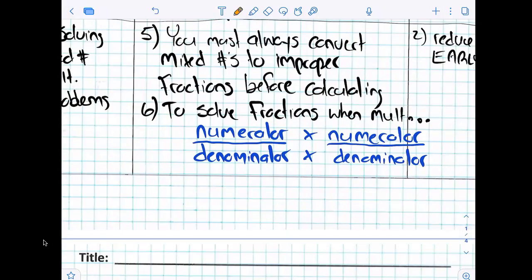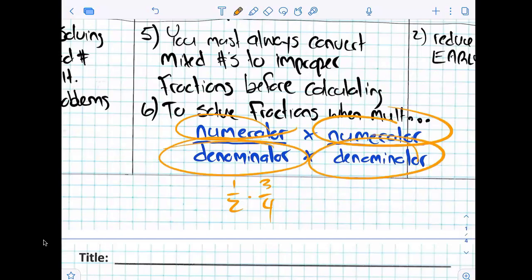All right, and then to solve fractions, let's say we have a fraction like 1/2 times 3/4. We multiply what by what? Numerator times numerator. And then we multiply what times what? Denominator times denominator. And you know how to do that.